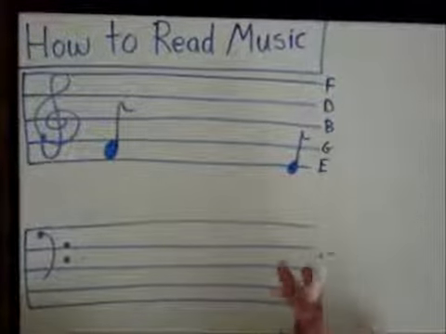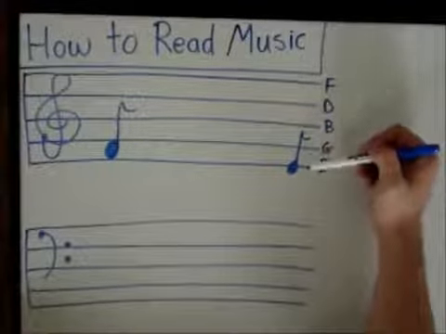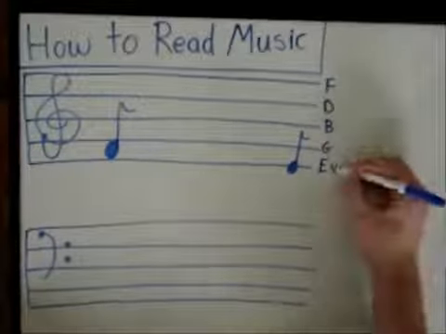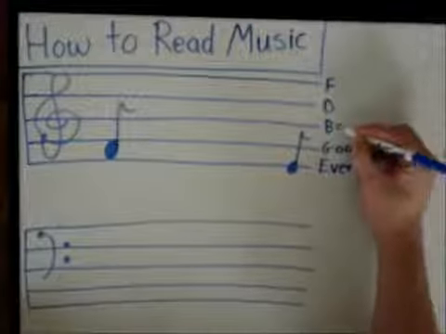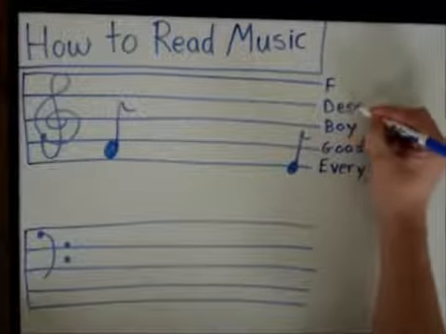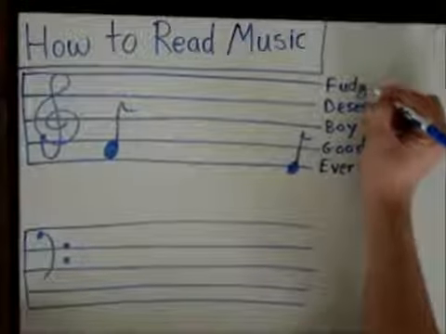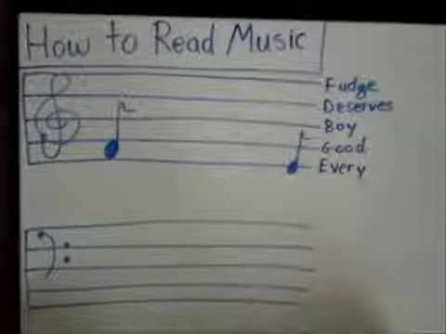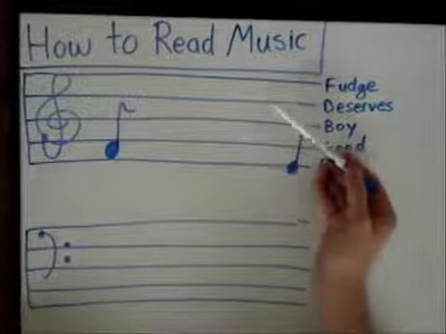And an easy way to remember these lines, E, G, B, D, F, what they represent, is by this little mnemonic. Every good boy deserves fudge. Every good boy deserves fudge. And that's an easy way to remember what these lines are representing.